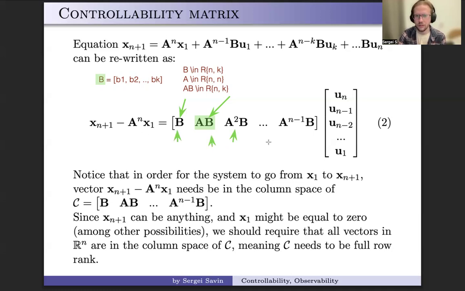Can you count? You mean N? N, right? So those are N blocks, like 1, 2, 3, and so on. If we count by the power of A in front, we have A to the power 0, to the power 1, to the power 2, up to the power N minus 1. So N different blocks in this block matrix. Correct? Yes. So K times N is the number of columns in C. By C, I mean this calligraphic C, the controllability matrix.